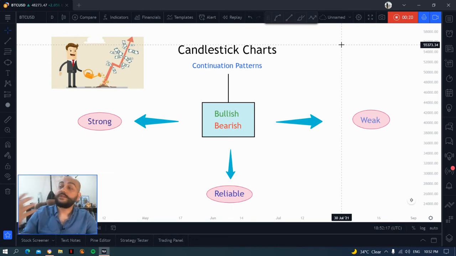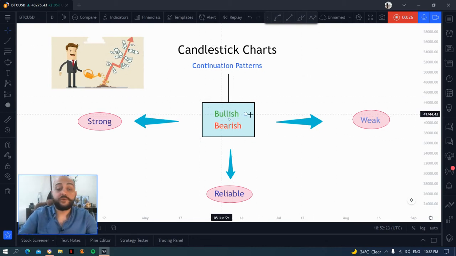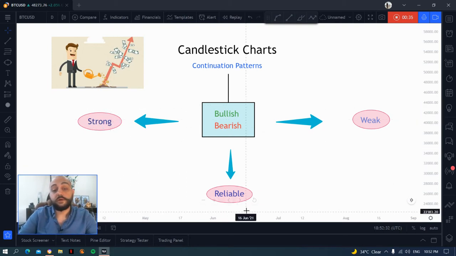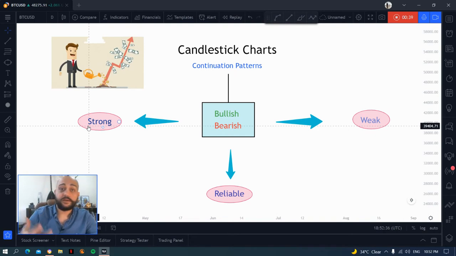They are patterns that basically indicate that the trend is going to keep going. As always, we have two different types: a bullish pattern and a bearish pattern, and they're going to be divided into three categories as always: strong, reliable, and weak. The strong indicates a strong signal that the trend will continue. Reliable is reliable, and weak is weak. All right, let's start with the strong.